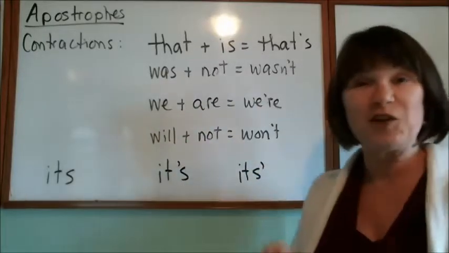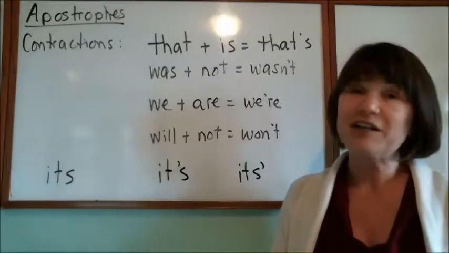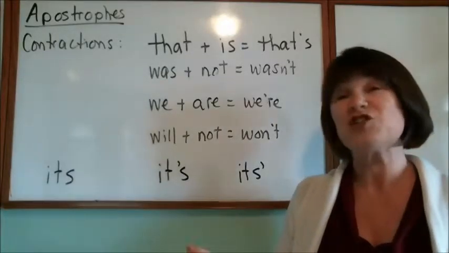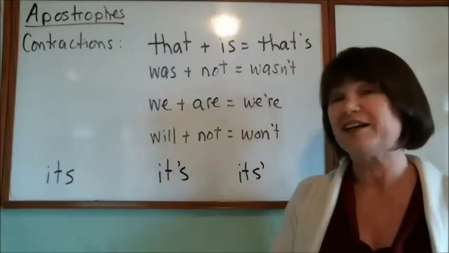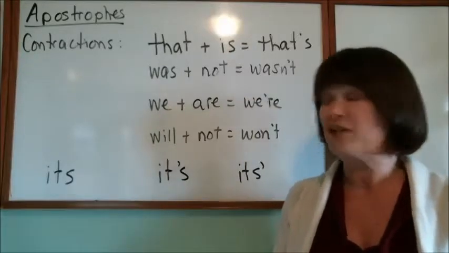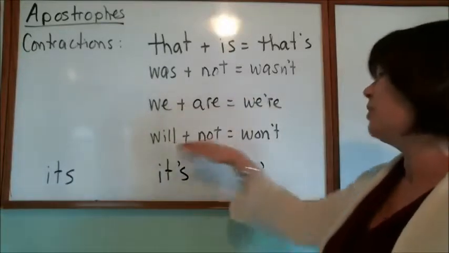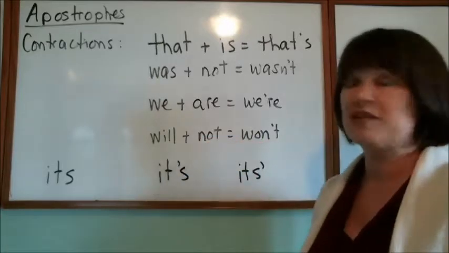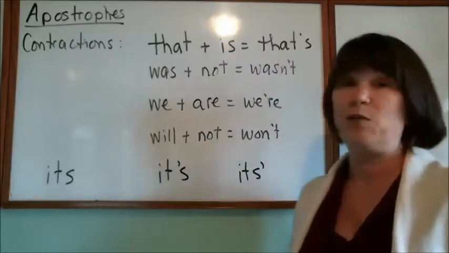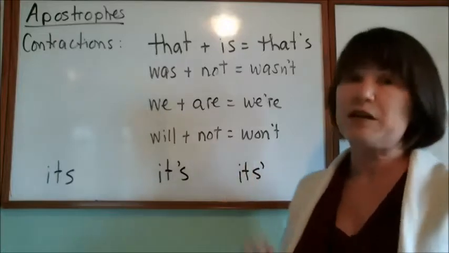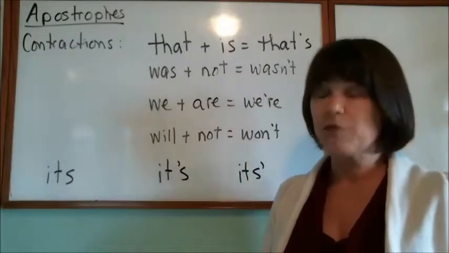See the irregular contraction form? That's not uncommon in English, and it's one of those things you just have to memorize. There's no way to learn a particular rule for that. You just have to memorize them. So will plus not, of course, is equal to won't. It's just the way that we change it. We don't say willn't.